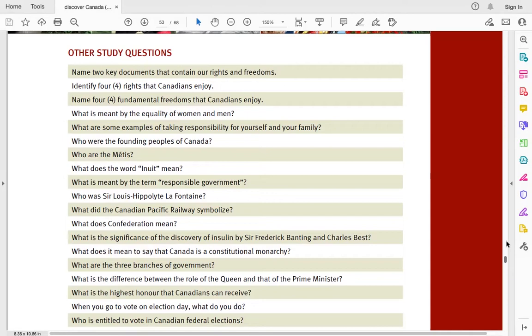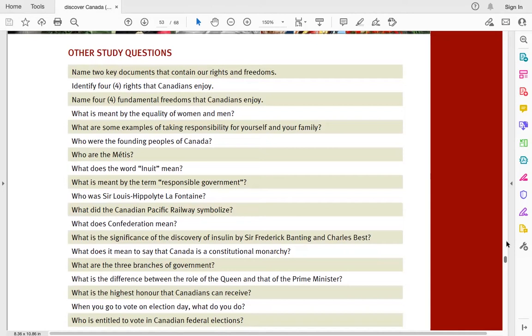Who were the founding peoples of Canada? Who are the Métis? What does the word Inuit mean? What is meant by the term responsible government? Who was Sir Louis Hippolyte Lafontaine? What did the Canadian Pacific Railway symbolize? What does Confederation mean? What is the significance of the discovery of insulin by Sir Frederick Banting and Charles Best? What does it mean to say that Canada is a constitutional monarchy?